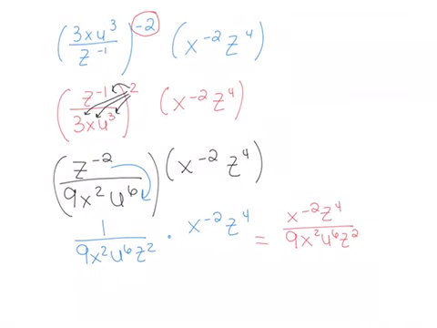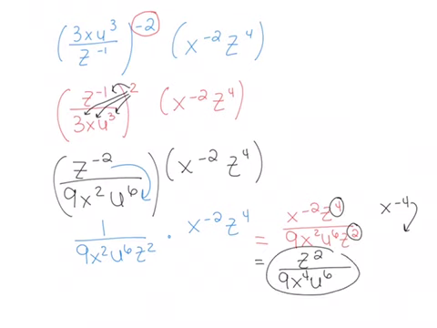Now I can simplify this quotient. So with my x's, I have negative 2 minus 2, which will give me x to the negative 4th. So that's going to go to the denominator. So the 9 stays down there, and that'll become x to the 4th. The u to the 6th just stays in the denominator. I have nothing to combine that with. And then if I look at the z's, I have 4 minus 2, which is positive 2, so that can go in the numerator. So I have z squared over 9x to the 4th, u to the 6th.